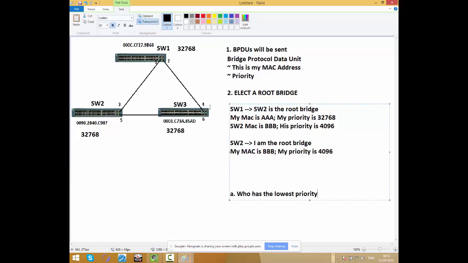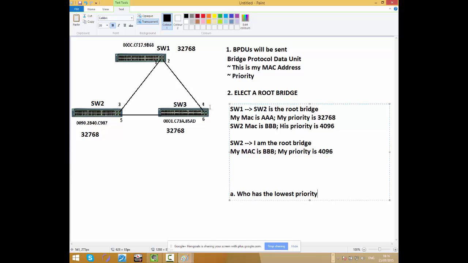So that's the first thing that happens: we have to elect a root bridge. What do we use to elect a root bridge? We send BPDUs to one another. We send it by default every 2 seconds. So it's like, this is my MAC address, this is my priority. There's other information in there, but this is my MAC address, this is my priority.